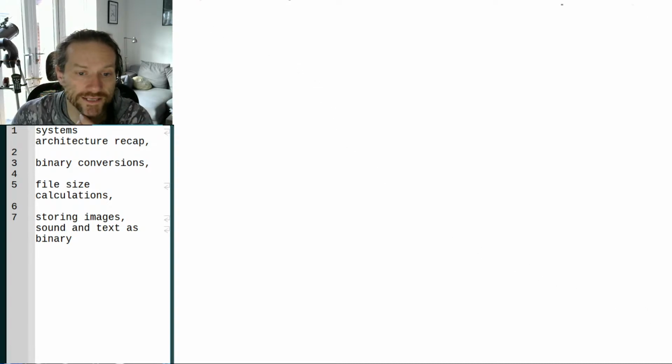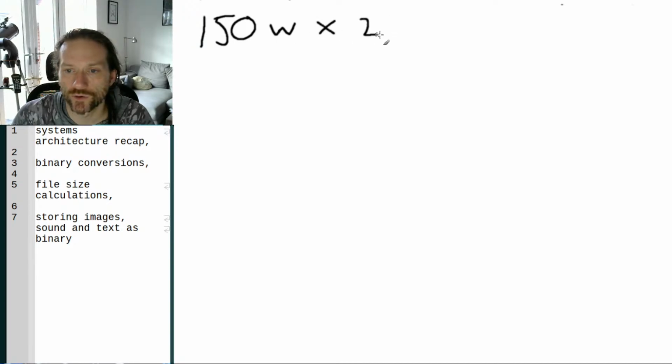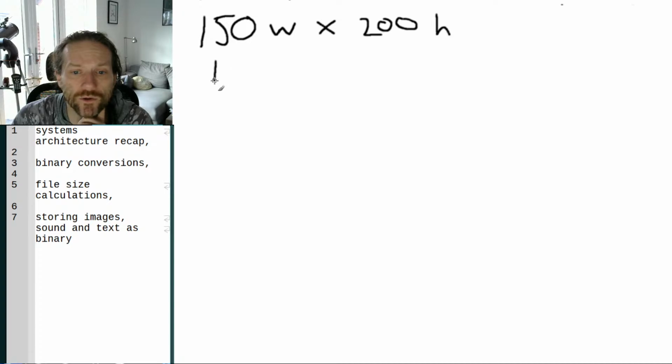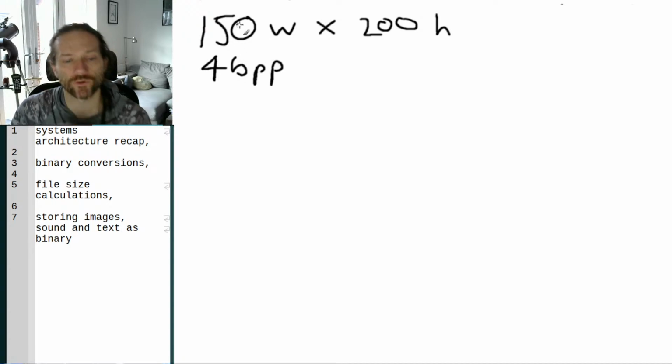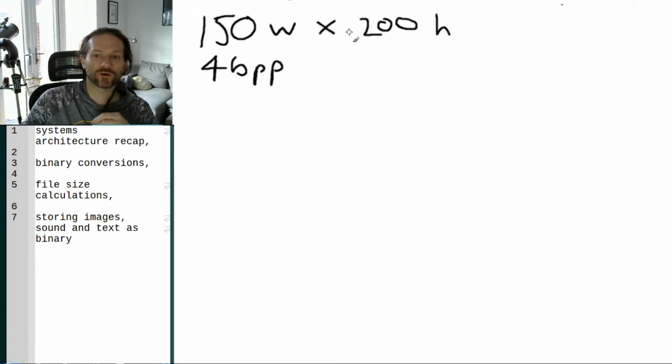Okay, so let's say we have an image, let's actually use the right tool. Let's say it's, I don't know, 150 pixels wide by 200 pixels tall. Okay, that's our image, and let's go with 4 bits per pixel. So we've got 150 pixels wide and we've got 200 pixels high, and we've got 4 bits per pixel.